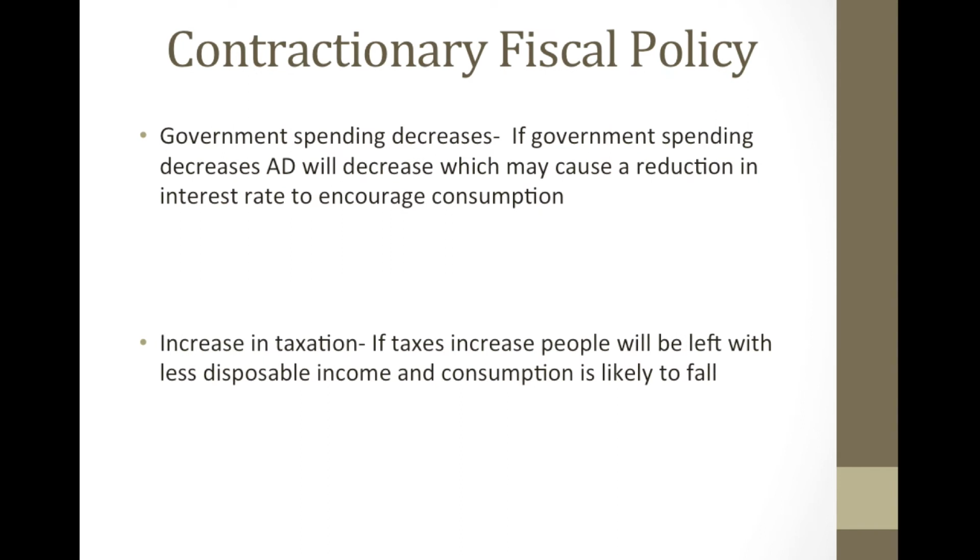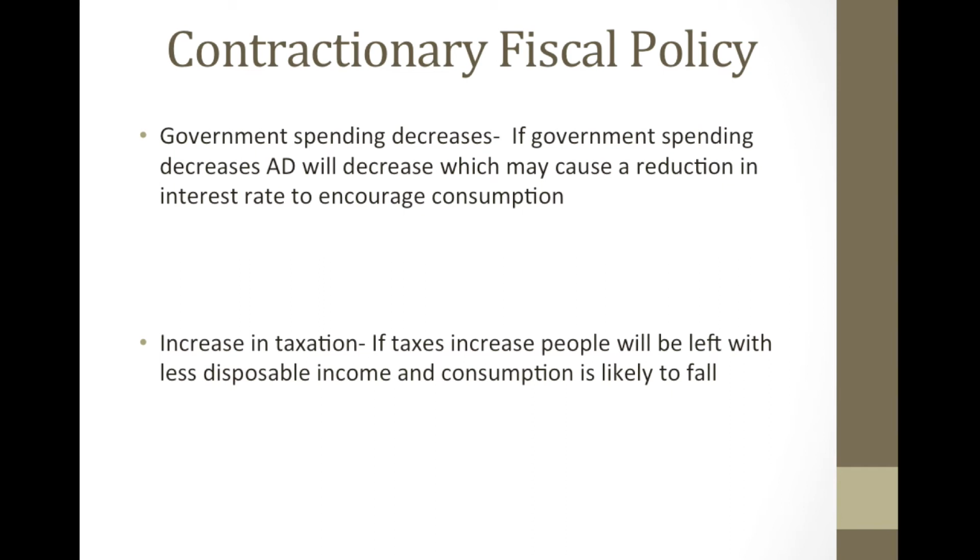Contractionary fiscal policy is simply the opposite of expansionary, as you can imagine. So government spending decreases, and if the government spending decreases, then our aggregate demand may fall, and that may cause a reduction in the interest rates. Government spending decreases just means that we have less money probably to spend, and therefore the interest rates may reduce to encourage that spending later on. So there may be a conflict between the monetary policy and the fiscal policy, which again may be an aspect of the essay.